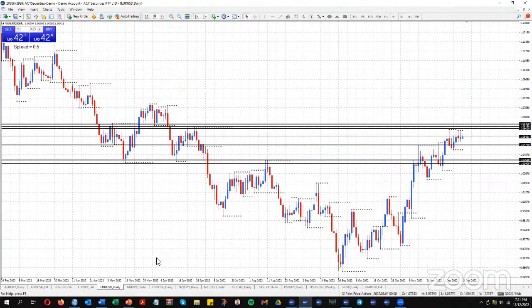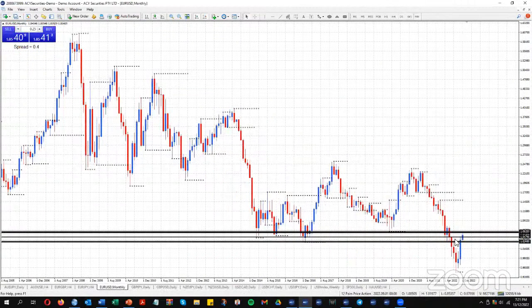All right, euro dollar. Now, the monthly trend remains down. We're fractionally short of this old low. That old low is at 106.35.